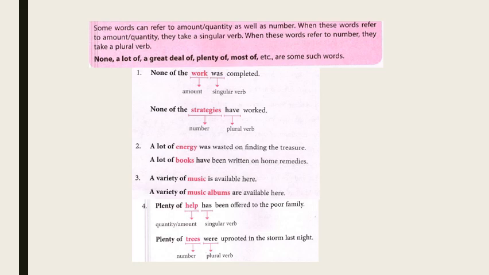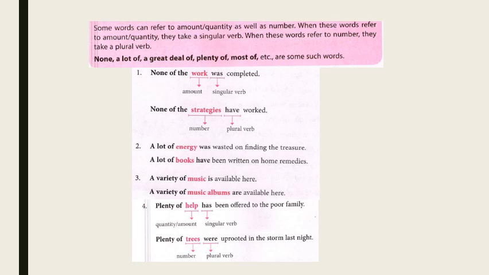A lot of energy, it is an amount, was wasted on finding the treasure. A lot of books can be counted. It is a countable noun. It is a number. Have been, have is a plural verb. Have been written on home remedies. A variety of music, it is an uncountable noun, so we use the singular verb is. Next, you see a variety of music albums, countable noun, so we use a plural verb are, right?